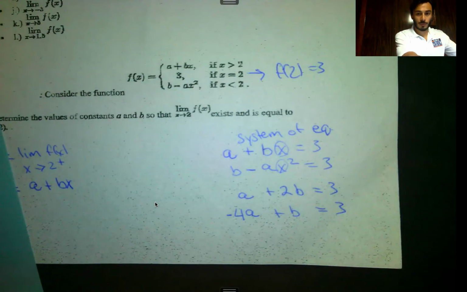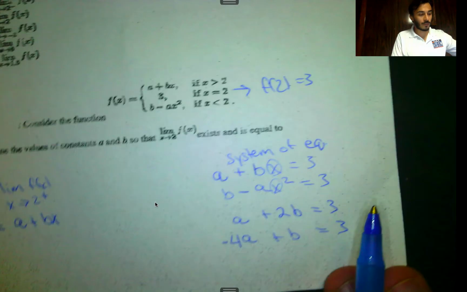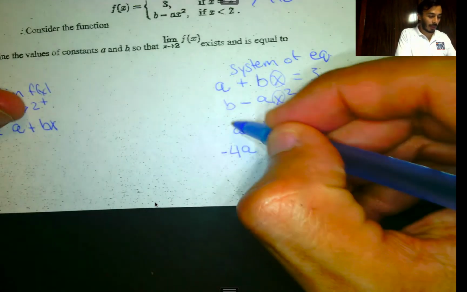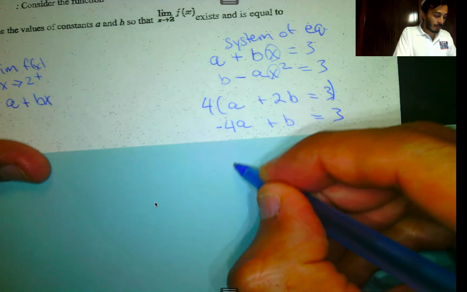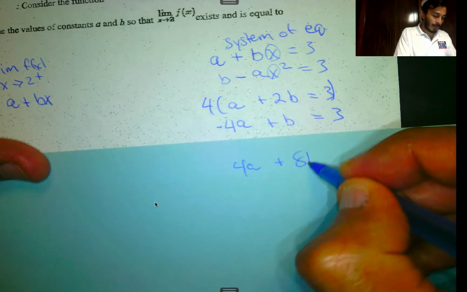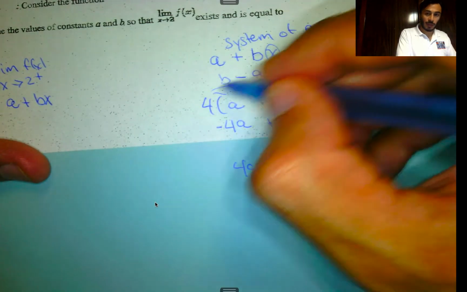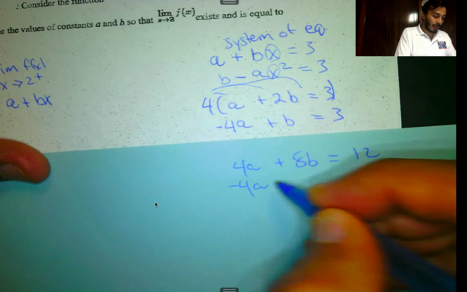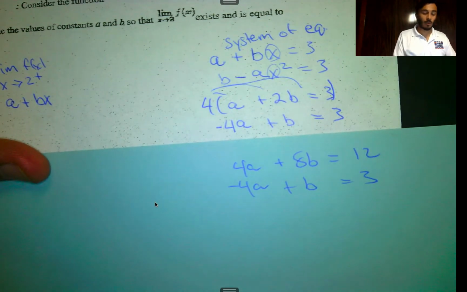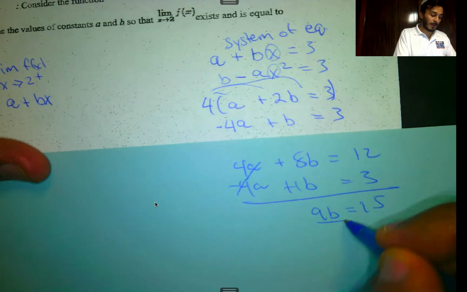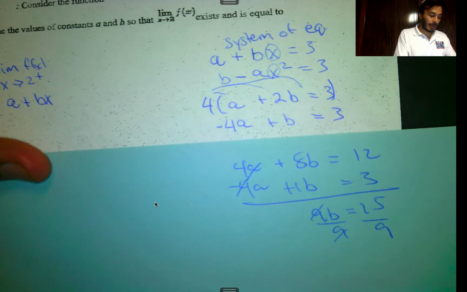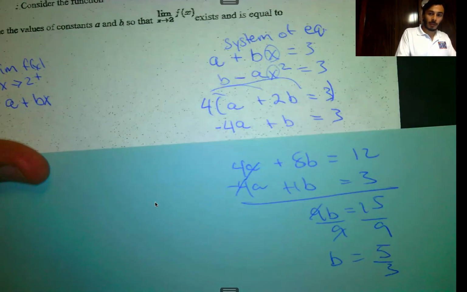To solve this system of equations, I could multiply the first equation by 4. I get 4a plus 8b is equal to 12, just distributing that 4. Below that, I get negative 4a plus b equals 3. I didn't do anything to the one below. Then these cancel out. 8b plus 1b is 9b, so 9b equals 15. Divide both sides by 9, and I get b equal to 15 over 9, which reduces to 5/3. So b is equal to 5/3.